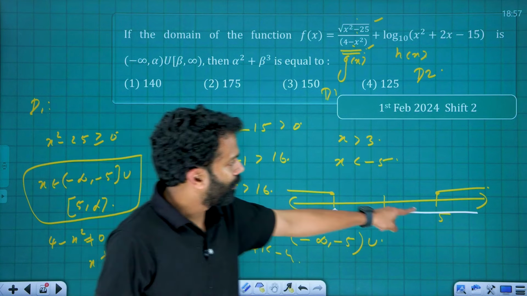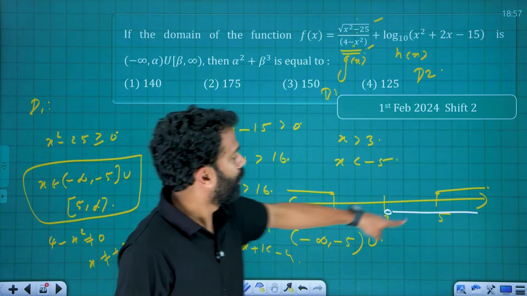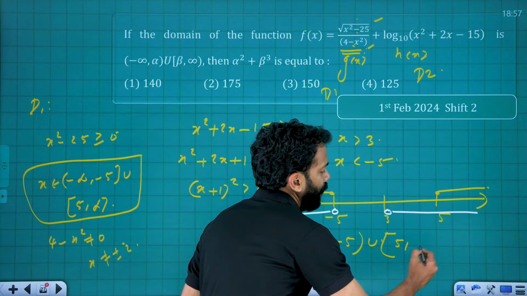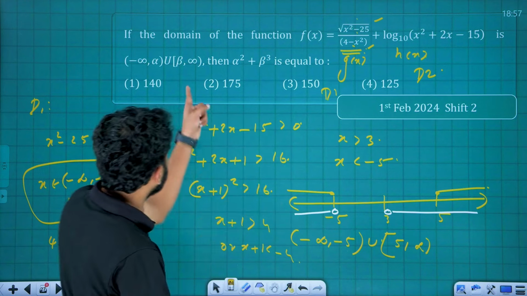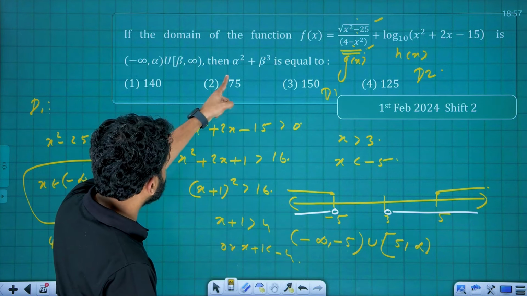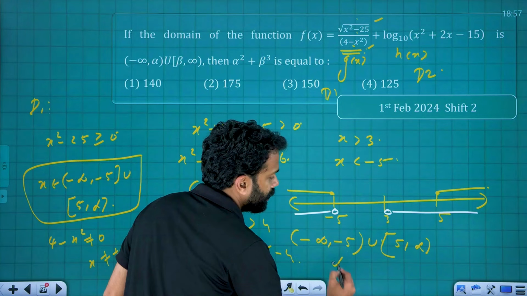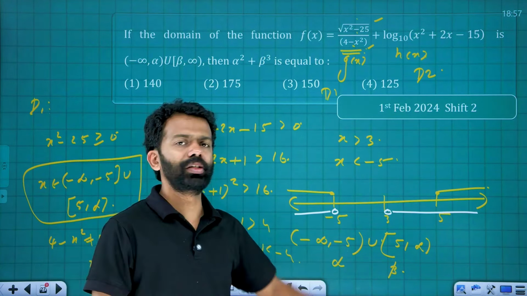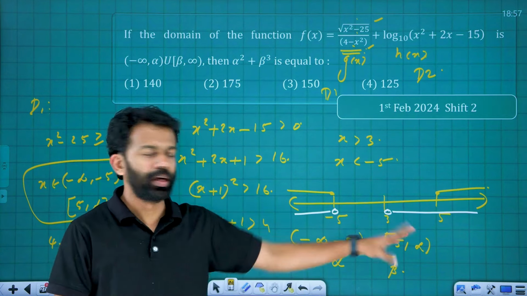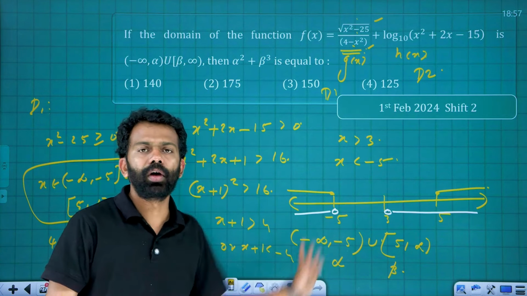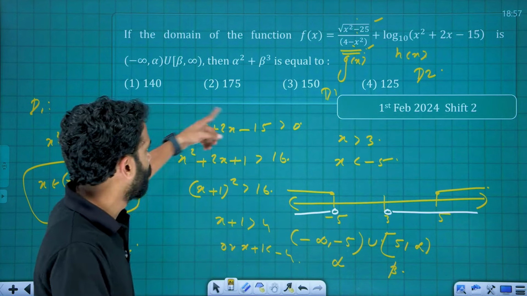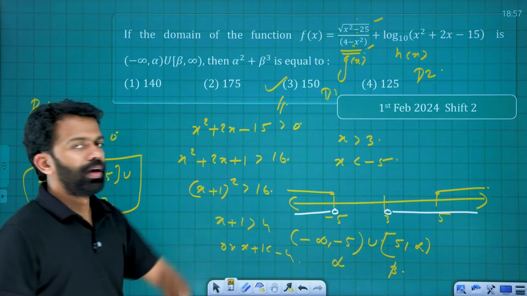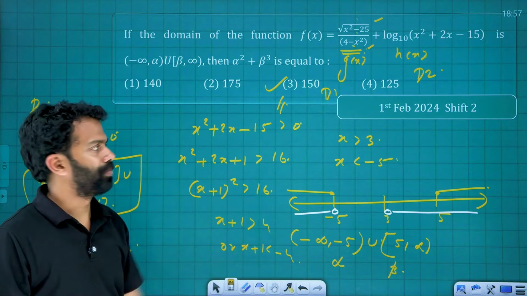Okay, here we have 5 and here also we have 5. So it will be closed interval 5 to infinity. Okay, so what is our, that is alpha square plus beta cube. This is alpha and this is beta. So you need to find alpha square plus beta cube. What is alpha square? 25. What is beta cube? 125. What is 25 plus 125? 150. Okay. Good question. Basic one, but interesting.